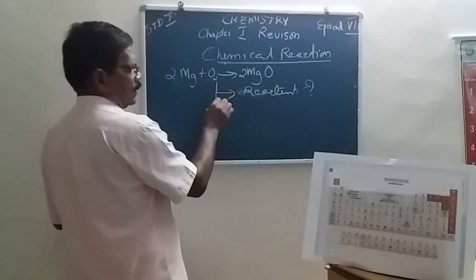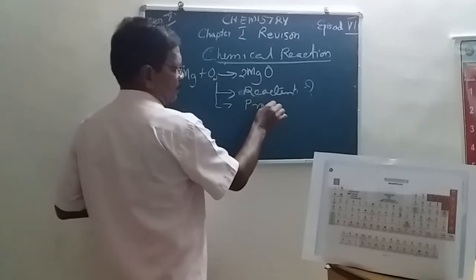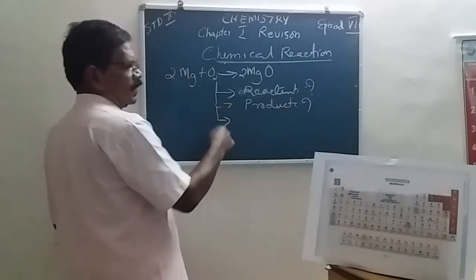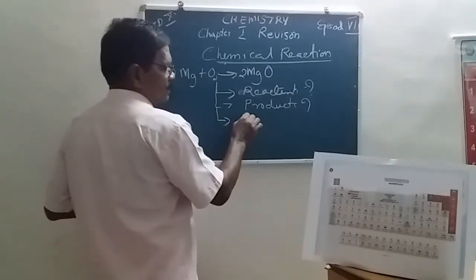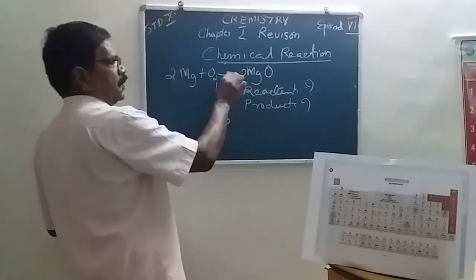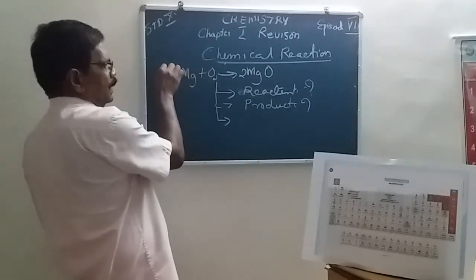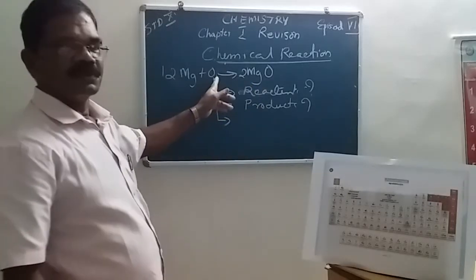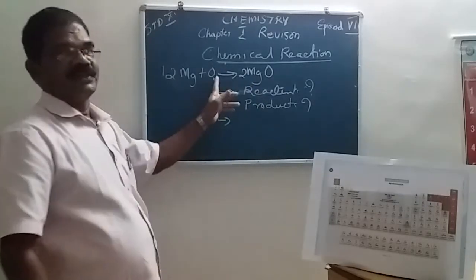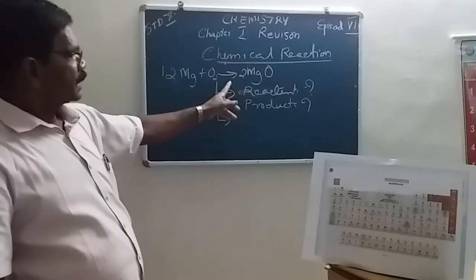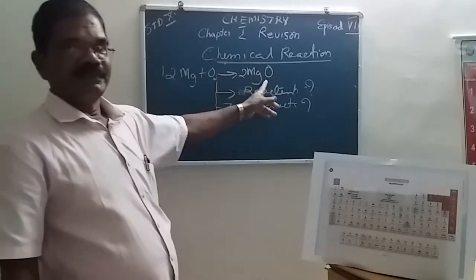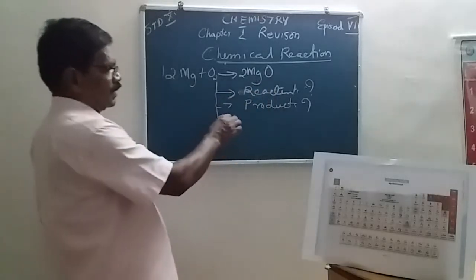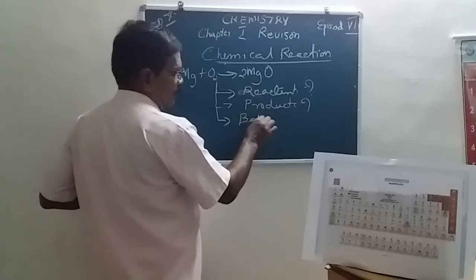Second, the products. Third, whether it is a balanced equation. We can also note whether the chemical formulas are correct or not, like MgO, O2. On seeing an equation or a reaction, first we note whether the chemical formulas of the elements and compounds are correct or not. Second, the products. Third, whether it is a balanced equation.